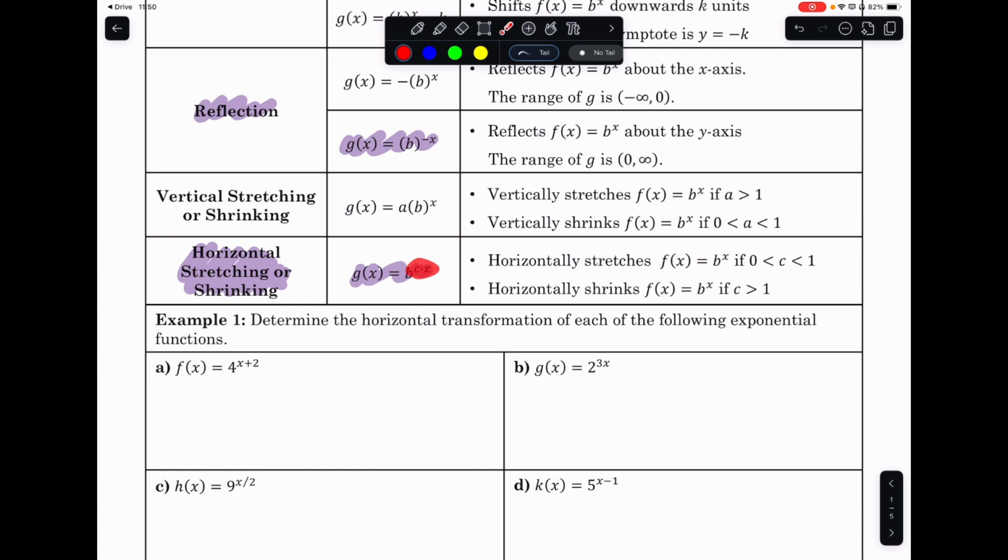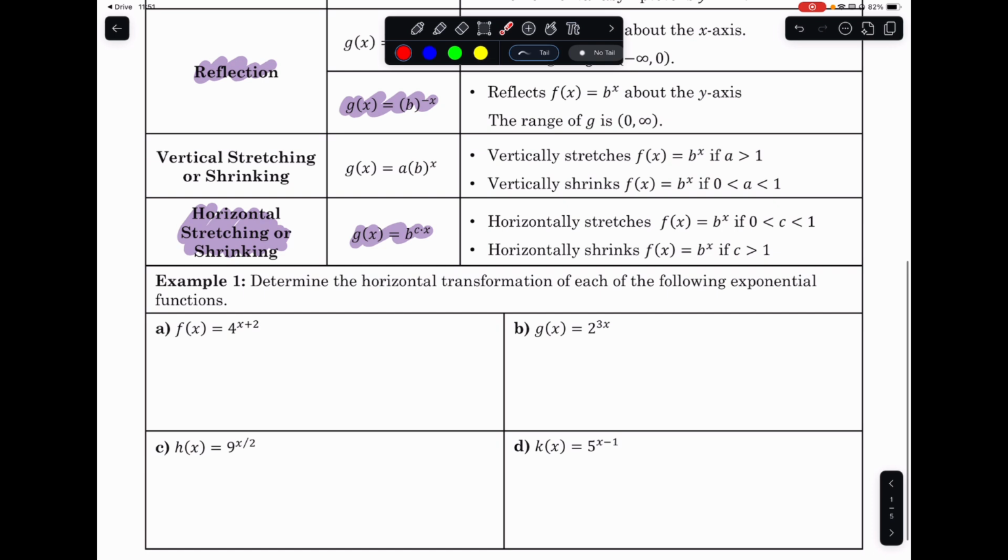For horizontal stretches and shrinks, just like with our horizontal translation, this c is going to result in the opposite thing. If the value of c is a number between 0 and 1, it's going to stretch, and if it's a number greater than 1, it's going to be a horizontal shrink. Our horizontal dilation, shrink or stretch, is the result of multiplying by the reciprocal of whatever our scalar c is.